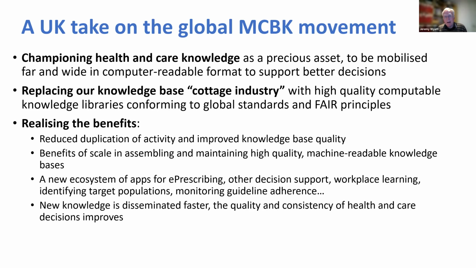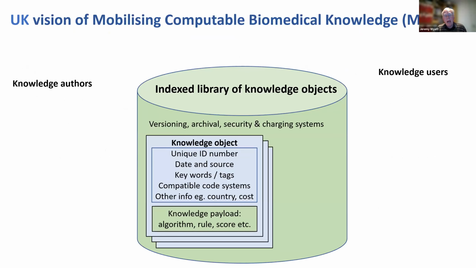So looking at that in diagrammatic format, our vision of MCBK is that it all revolves around an index library of knowledge objects, which obviously includes a variety of tools and utilities. And then the knowledge objects each have their own metadata in the blue box, and then the knowledge payload, the algorithm, the rule, the score, the fact, whatever it is. We haven't really decided what the granularity should be.